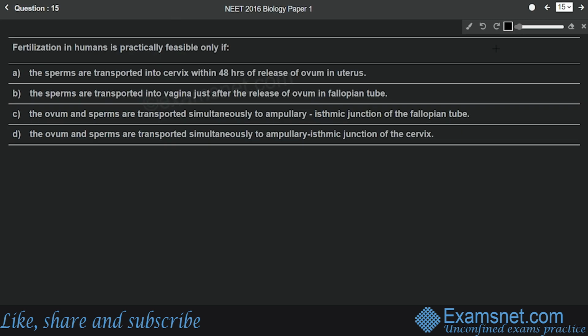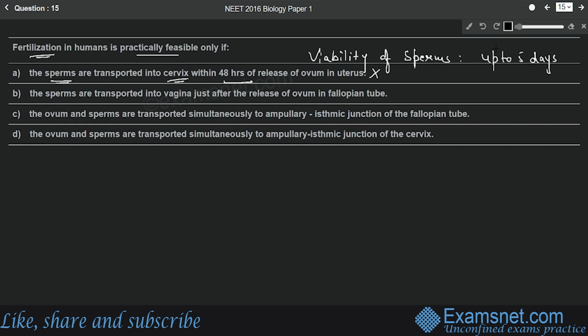Question number 15 is from the chapter Reproduction, and the question is, fertilization in humans is practically feasible only if first option is the sperms are transported into cervix within 48 hours of release of ovum in uterus. Now this is not necessary because we know that the sperms remain viable for up to 5 days. So viability of sperms is up to 5 days. And in these 5 days, whenever the ovum is released, the fertilization is possible.